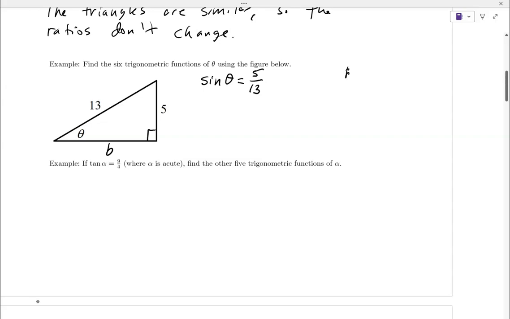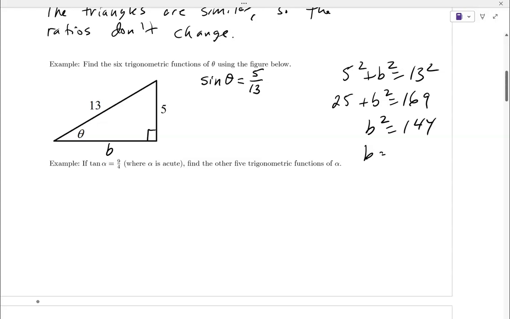Yeah, so if we do it, it'd be 5 squared plus b squared equals 13 squared, right? 25 plus b squared equals 169. B squared is 144. So b is 12. Good. Now that I have that adjacent side, I think I'm good to go with all of them now, right?